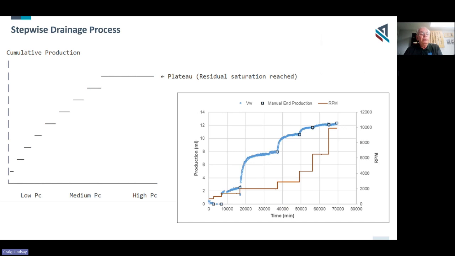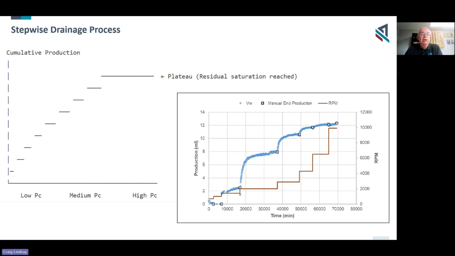I mentioned it's a stepwise process. On the left-hand illustration, you've got low pressure, medium pressure, and high pressure, and you see a series of steps going upwards until you get to what might be the final step, and that final pressure step might be picked based on what we think it might be in a reservoir. There's no point in going to a buoyancy pressure that we never see in our particular reservoir, or in some cases it's often picked using mercury injection data to define where saturation is probably not going to change much more.